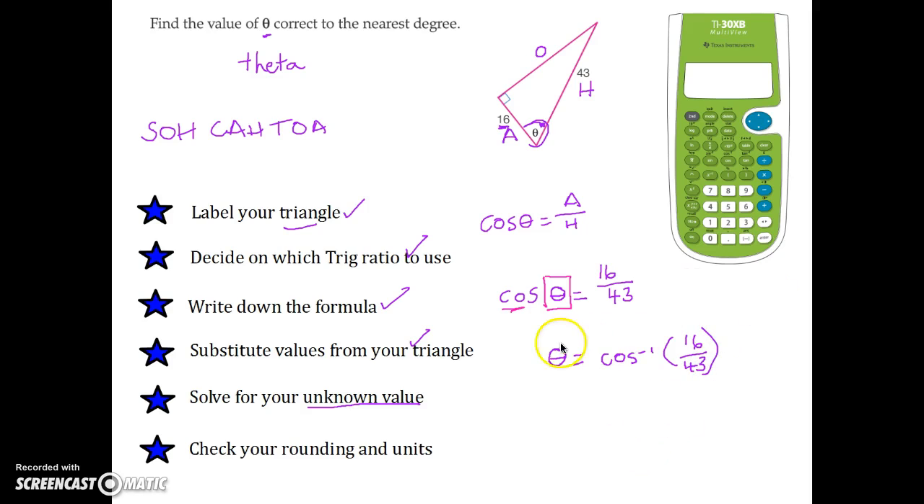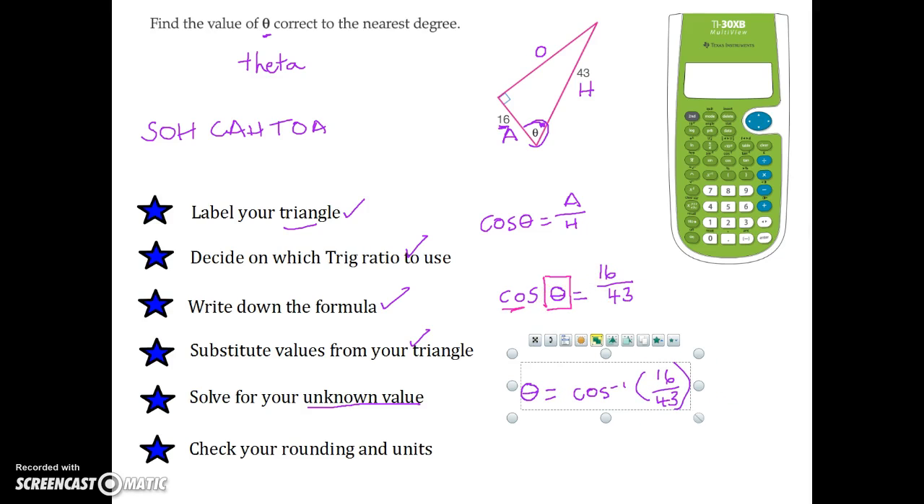Now there's a little step we can put in the middle here, which might help you a little bit. If I want to get rid of this cos, I do the opposite of cos, which is cos minus 1. So I do cos minus 1 of both sides.